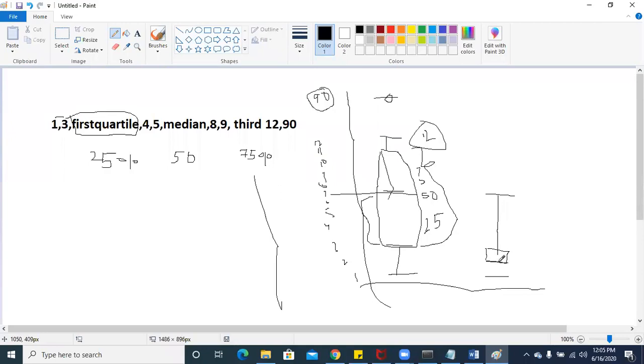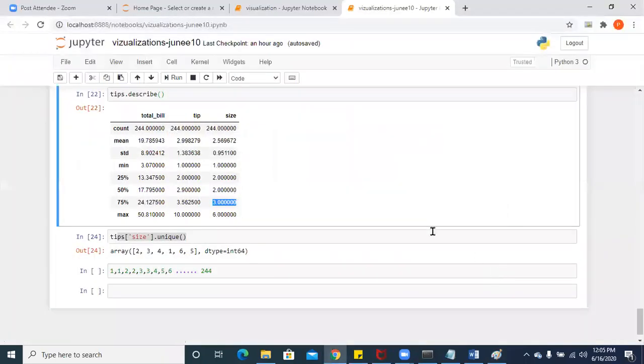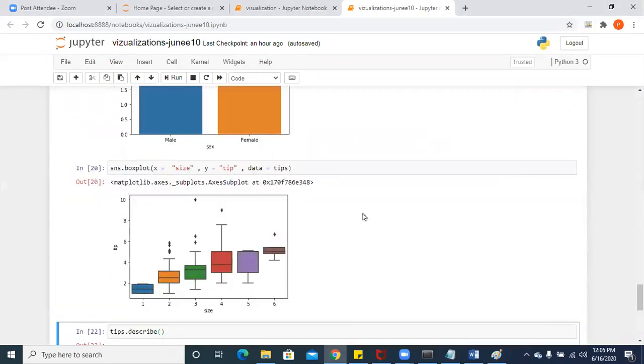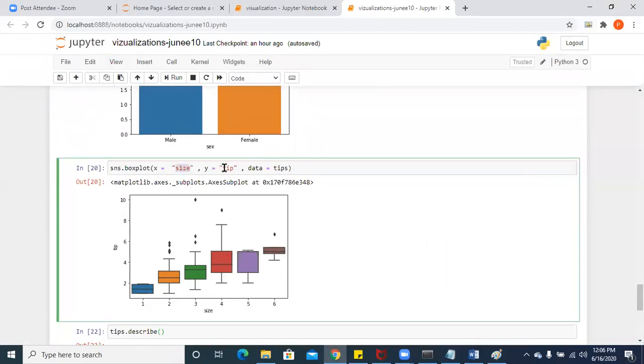Just the size, right? But the box plot for tip as well as size is shown over here. Have you seen? That is for just size. What I've shown now is for size and tip. So for each size there will be a number of tips, and for each one this is being calculated. Now did you understand what this box plot is?